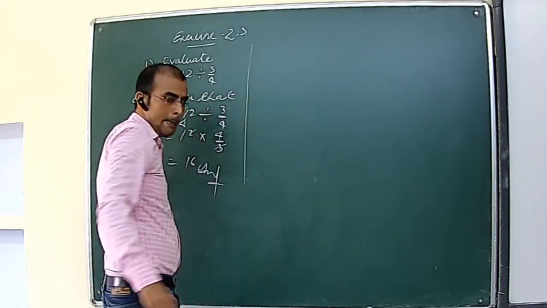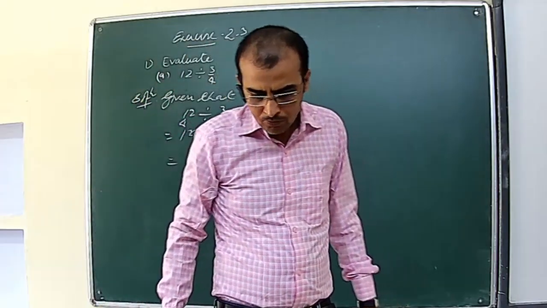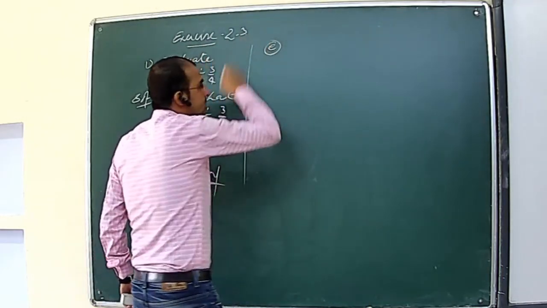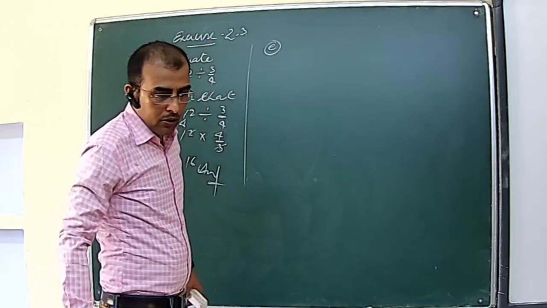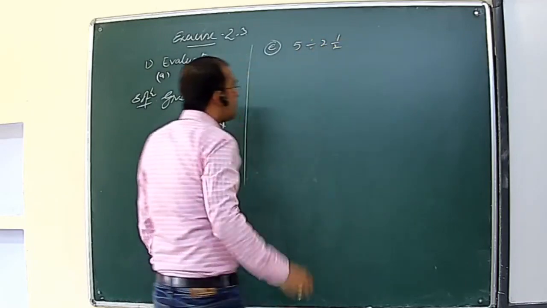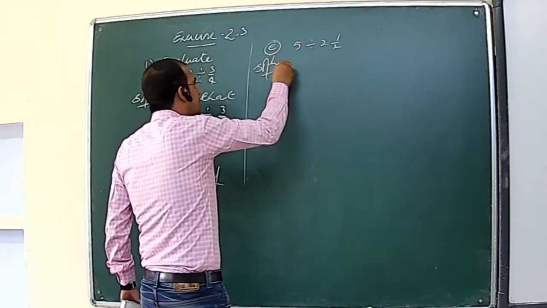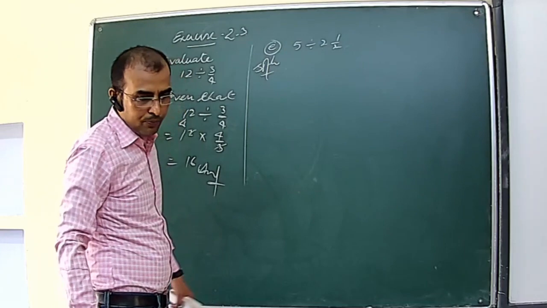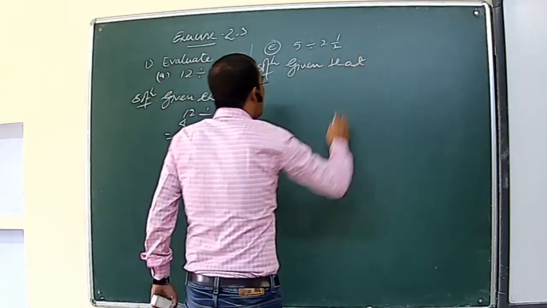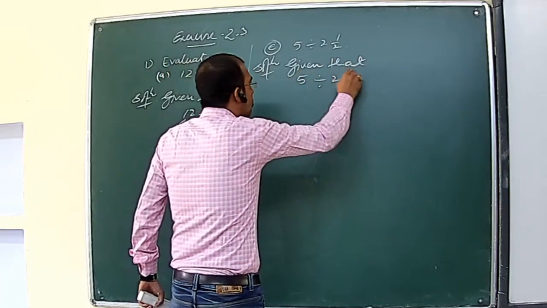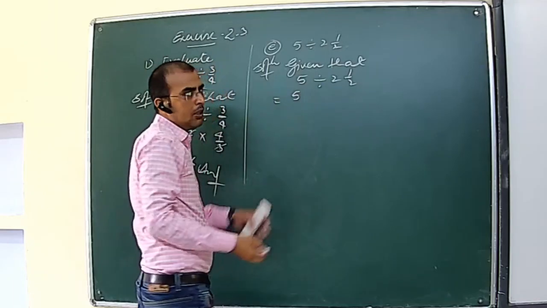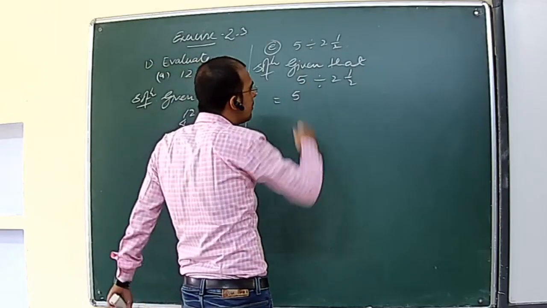Now we can see part F, or you can say part E. 5 divided by 2 whole 1 by 2. What will be the solution of the given question? Given that 5 divided by 2 whole 1 by 2. It means that 5 is a whole number, or you can write 5 by 1, and division and its reciprocal.